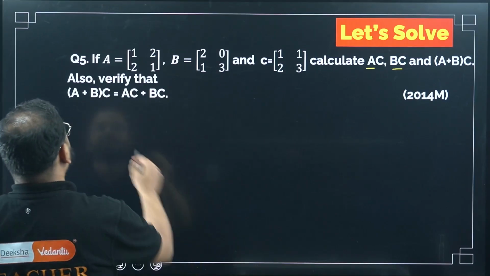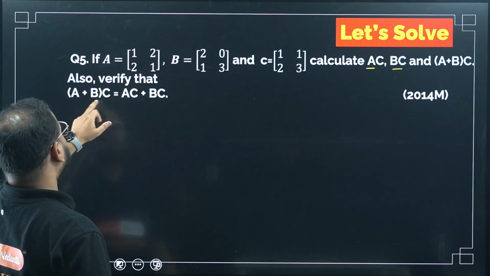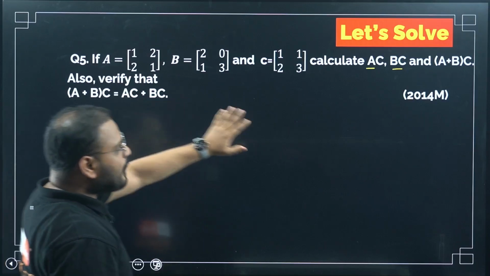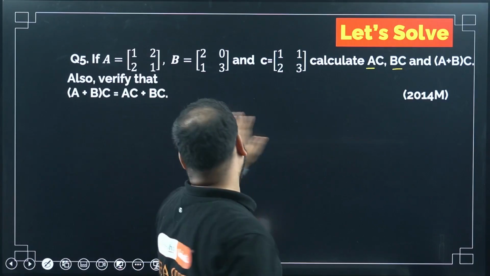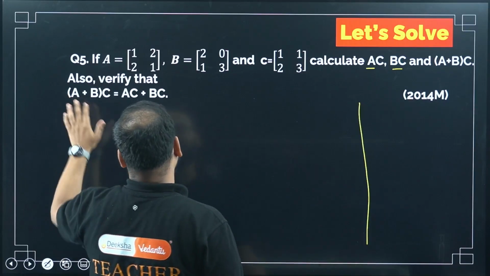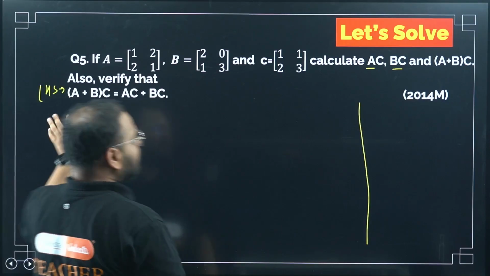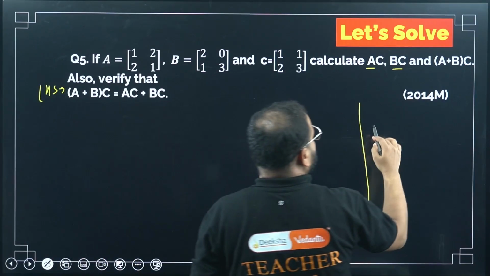May 2014. (A plus B) multiplied with C, AC plus BC. So we'll do AC and BC multiplication, no problem. Let's find A plus B first. I'm going to verify, so I'm going to get the value of the LHS first. That's why I'm trying to find A plus B first.